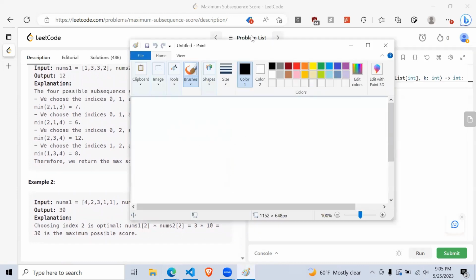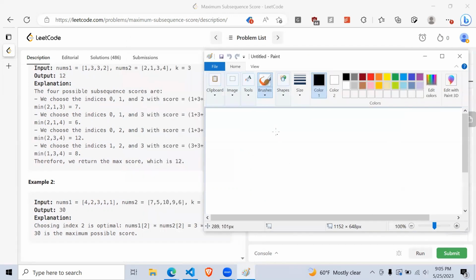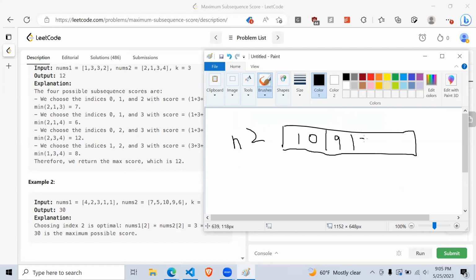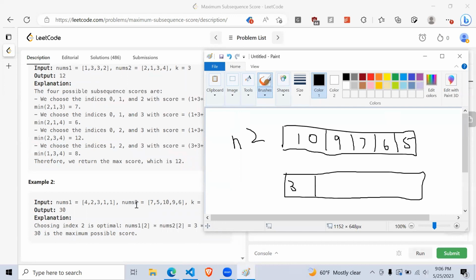Let's do some visualization first, so let's draw it out. Suppose nums2 is sorted in decreasing order. So that would be 10, 9, 7, 6, 5. And corresponding to that, 10 has 3, 7 is 4. Oops, should have done 9 first.